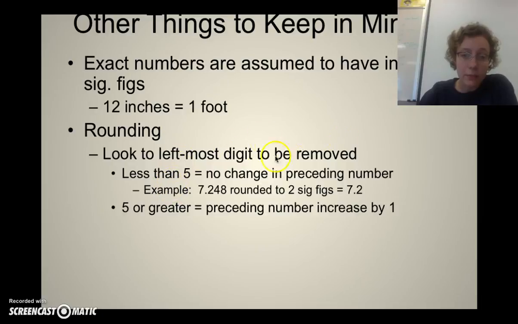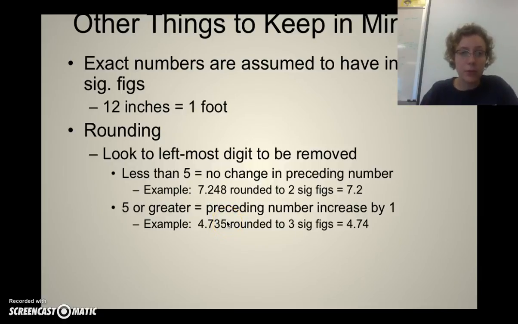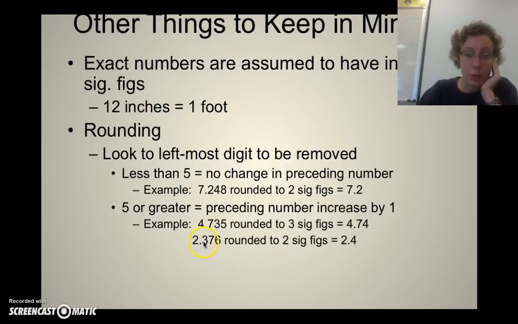If that digit to be removed is 5 or greater, then we're going to round that up by 1. So, for example, if we have 4.735, rounded to 3 significant digits, the 4 we're going to keep, the 7 we're going to keep, the 3 we're going to keep. We're looking at this 5 here. That's our leftmost digit to be removed. That's going to round this 3 up to 4.74. Similar here, 2.376, 2 sig figs, we're going to keep the 2, we're going to keep the 3. That 7 is greater than 5, so we're going to round that 3 up to 4.